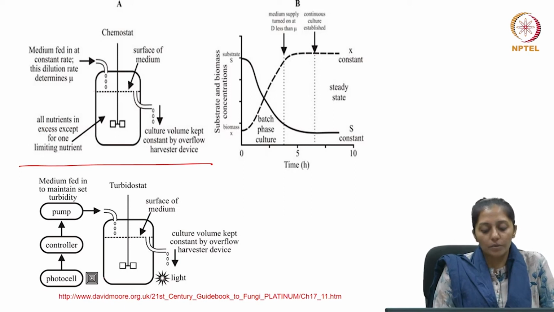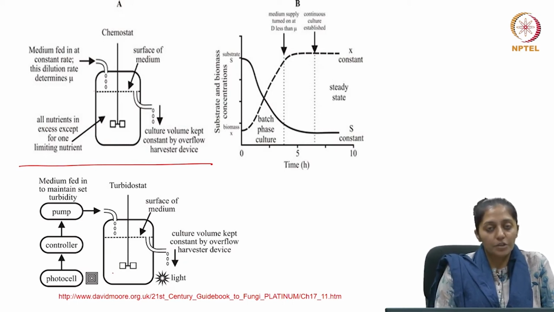So the culture volume can be kept constant by an over harvesting device. There we need to ensure that the turbidity inside the reactor, which is related to the cell density, is constant by adjusting the flow rate inside the system.